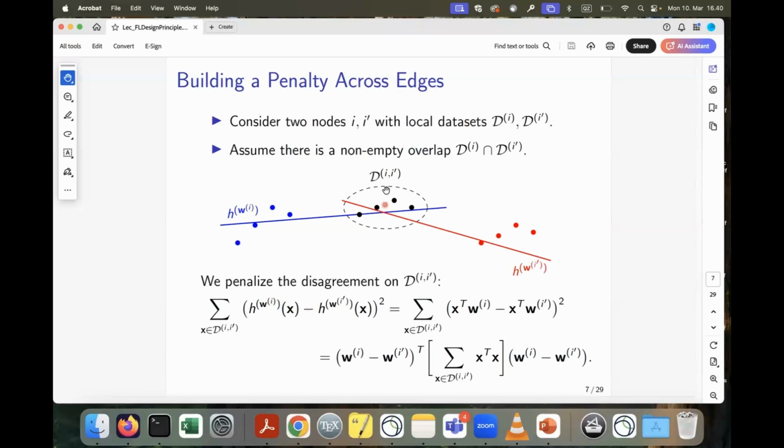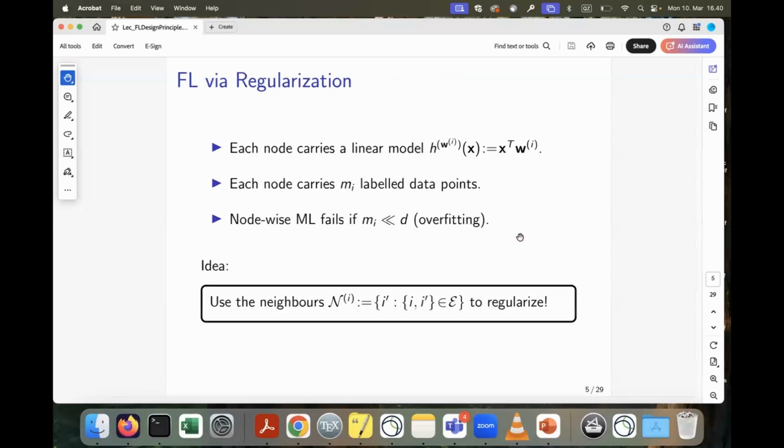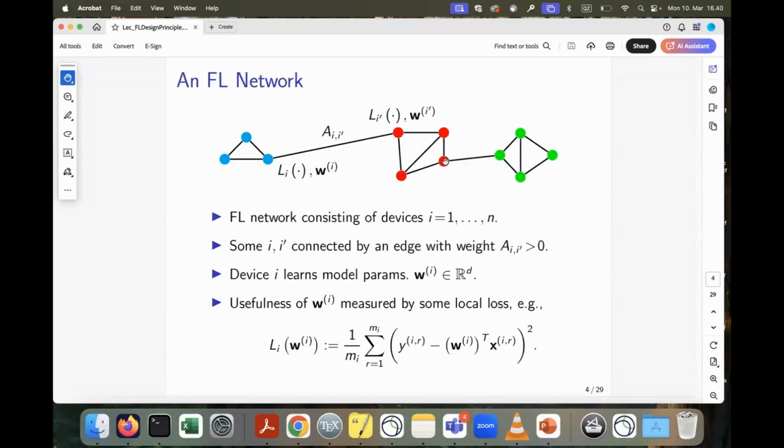Yeah, I would like to point out that this test set on which we compare those two models can be different for different edges. So this test set is tailored to a pair of nodes. So this test set is only used for node I and I prime, and for another pair of nodes, for another edge in our federated learning graph, federated learning network, we might use another test set.